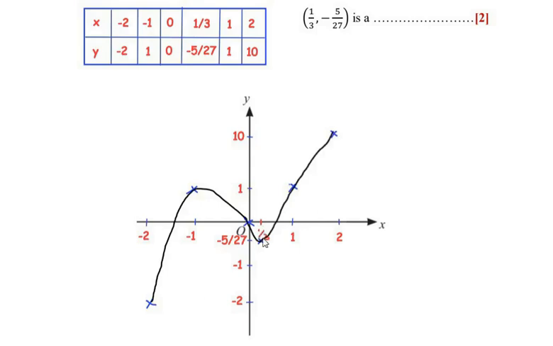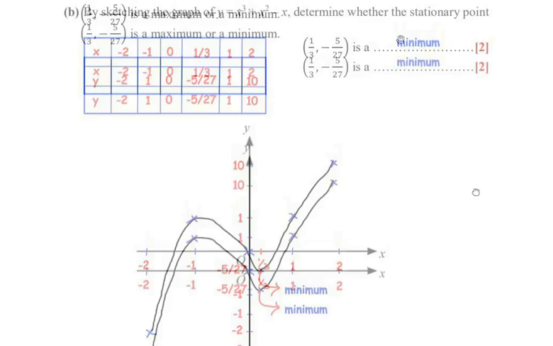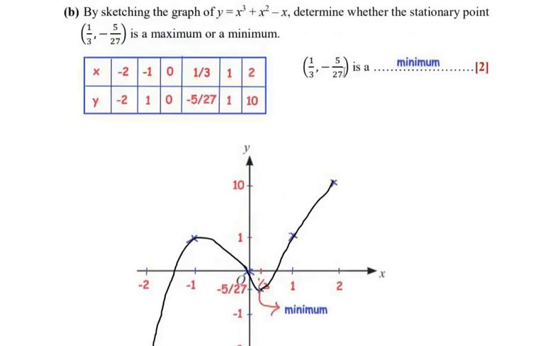Now here we have been asked whether the point 1/3, -5/27 is a minimum point or a maximum point. Now we can see that the graph is going downwards at this given point. So this represents a minimum point. So here we have written the coordinates of the given stationary point is a minimum. Now let us move on to the next question.